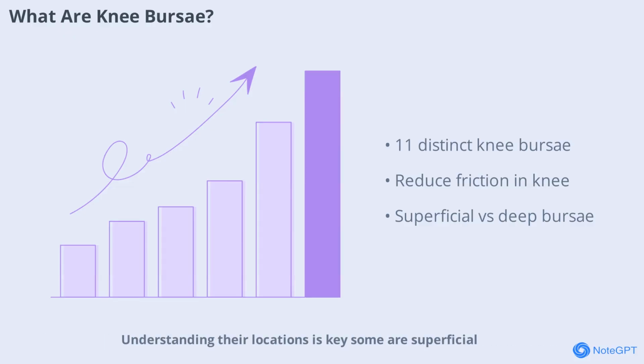Some are superficial, like the prepatellar bursa, while others are deep, such as the suprapatellar or deep infrapatellar bursae. Recognizing which bursa is involved helps tailor diagnosis and treatment, especially since symptoms often overlap with other knee conditions.